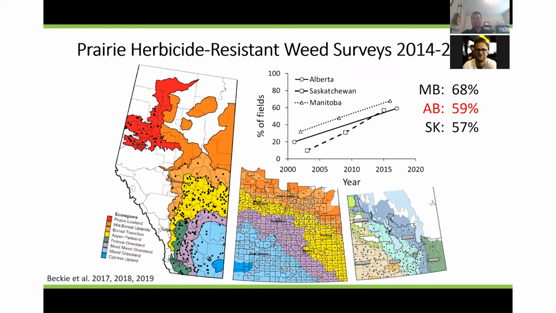These surveys are useful because they come up with statistics on herbicide resistance. And because we've maintained the same methods over time, we can look at a timeline of resistance in the Canadian prairies.